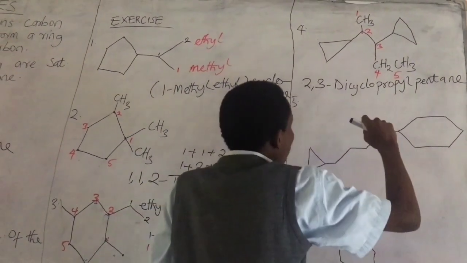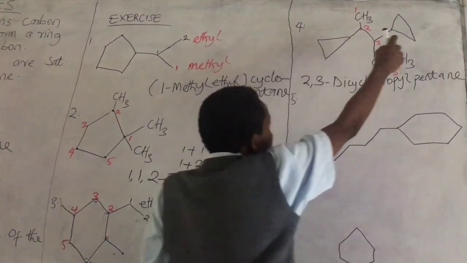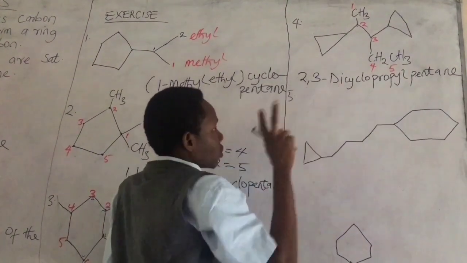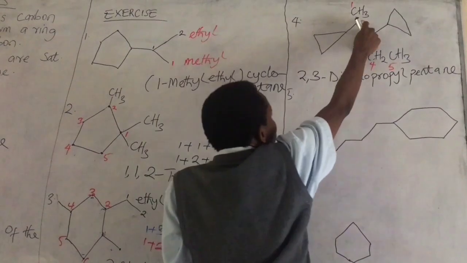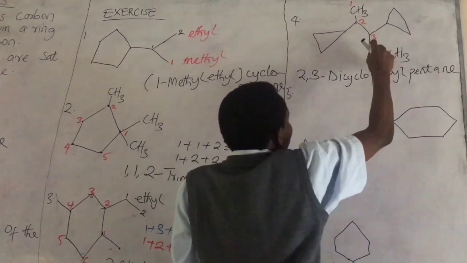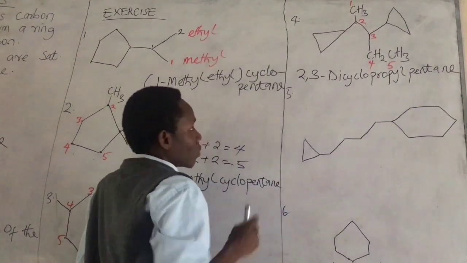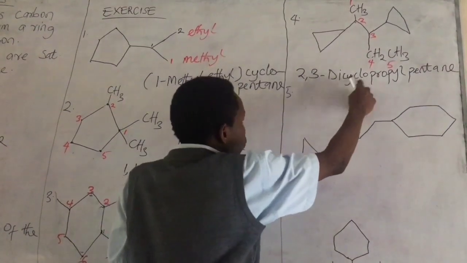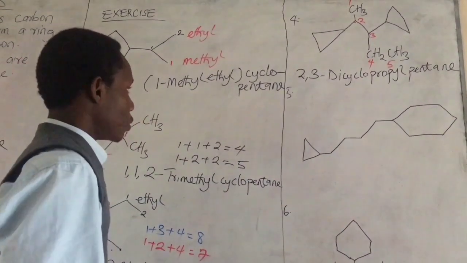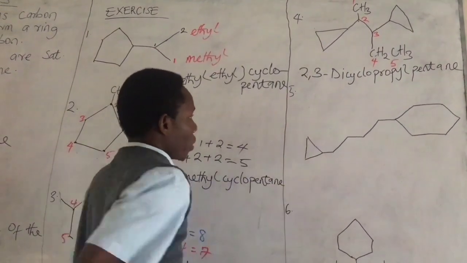2,3-dicyclopropyl pentane. This is cyclopropyl. This is cyclopropyl. There are 2. That's why we use what? Di. The first cyclopropyl on carbon 2. Second cyclopropyl on carbon what? 3. 2,3-dicyclopropyl pentane.